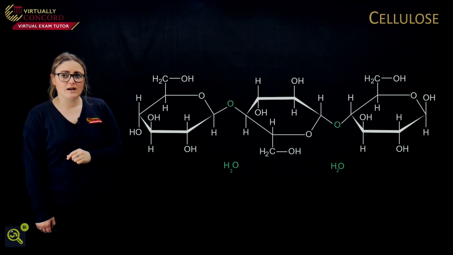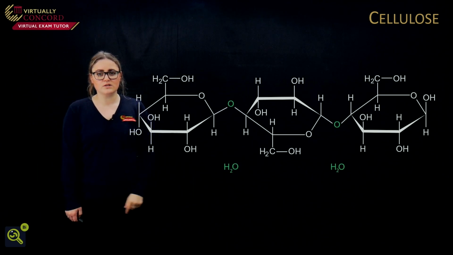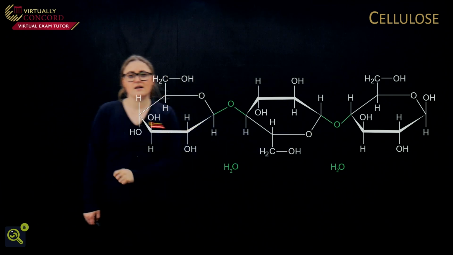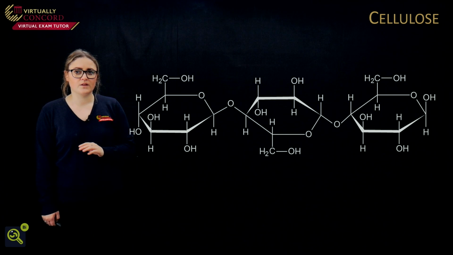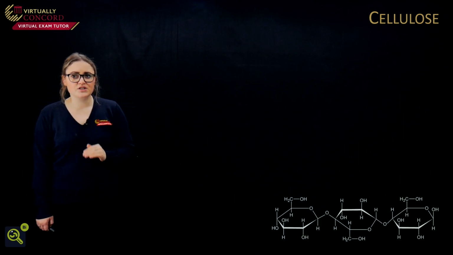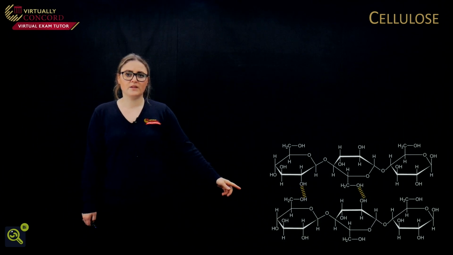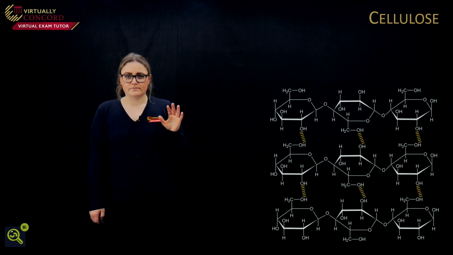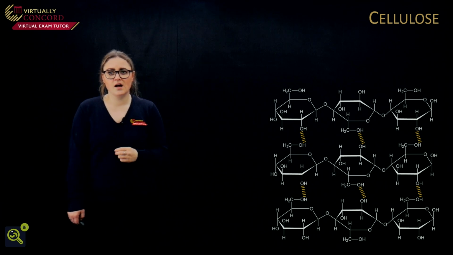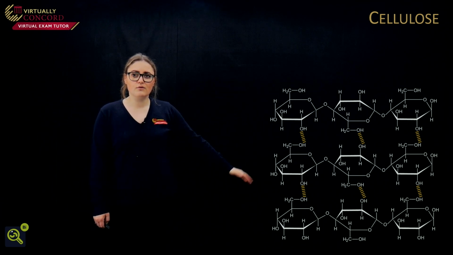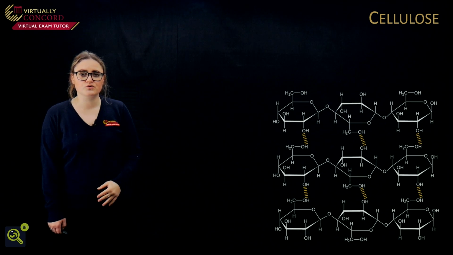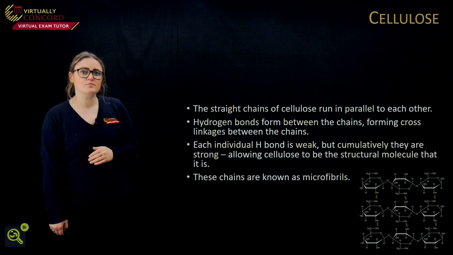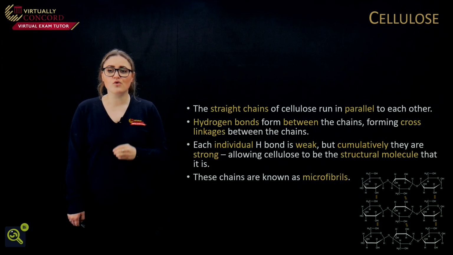They join together with condensation reactions, okay, removing the water. Our oxygen up here is going to join to the carbons, and it has flipped down there and it is going to join to the carbons. Okay, now between our chains we have hydrogen bonds forming, okay? So they're going to form between the hydrogen and the oxygen molecules. Now, hydrogen bonds individually are quite weak, but when you add them all together across your whole cellulose molecule, they become quite strong. So the straight chains of cellulose run parallel to each other, with the hydrogen bonds forming between the chains. They form cross linkages.